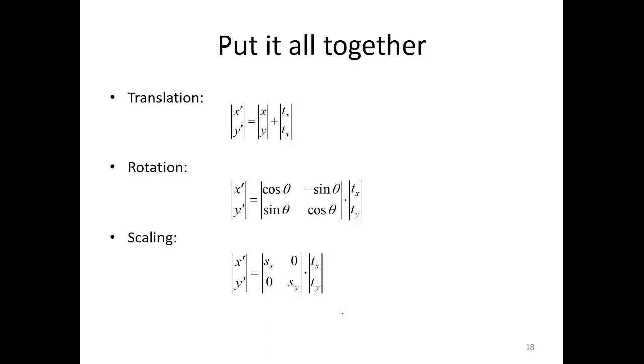Put it all together, that is the translation: x dash, y dash equal to x, y plus tx, ty. So based upon the equation, we can translate the objects. In the rotation, x dash equal to cos theta minus sin theta, plus tx; y dash equal to sin theta cos theta, plus ty; and scaling, x dash y dash equal to sx 0, 0 sy, plus tx ty. So based on these equations we can translate the object, we can rotate the object, we can scale the objects based upon different types of conditions.